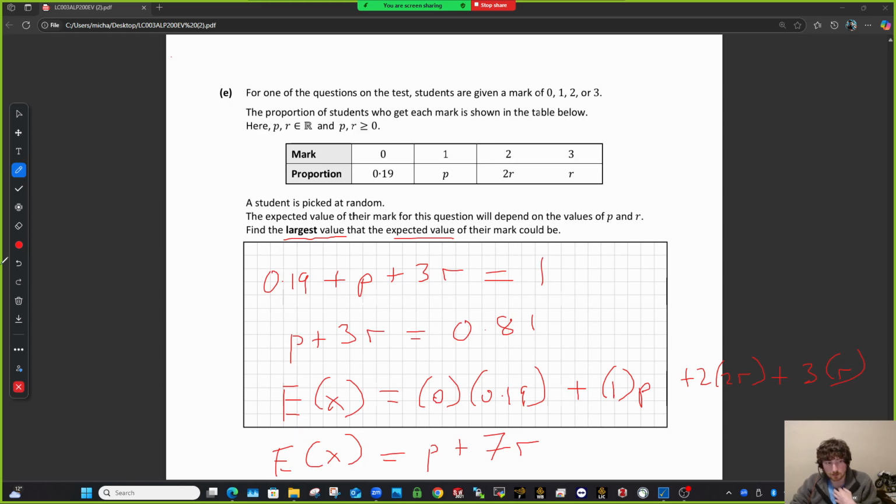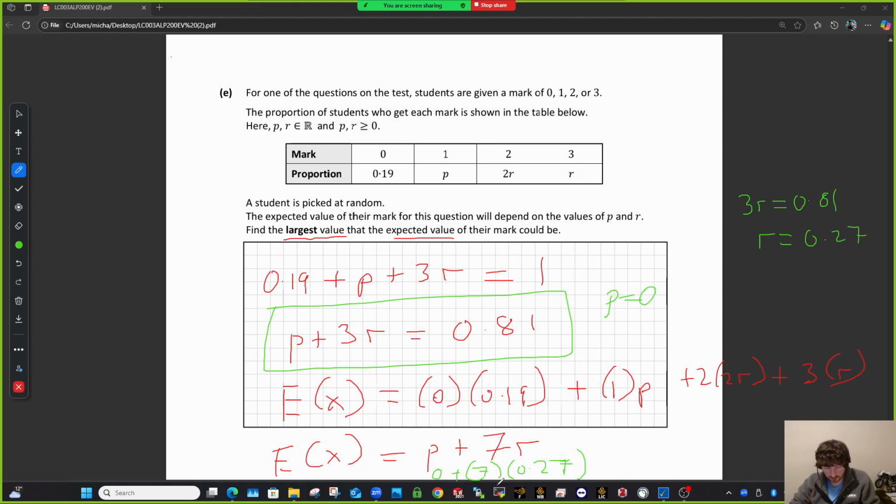So here, which is the restricting statement for how p and r relate, you want to set p to be equal to 0 here to give r as much value as possible. So then you get 3r equal to 0.81, and then r works out as 0.27, I believe. Yeah. And then you sub that in here for your E of X. p works out as 0 because we set it to 0, and we go 7 times 0.27.